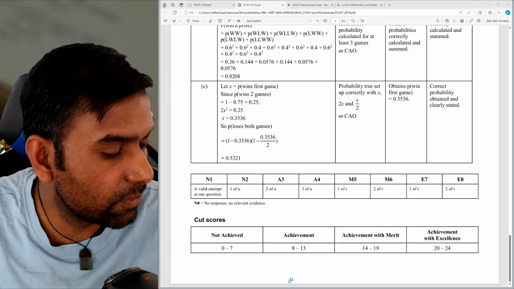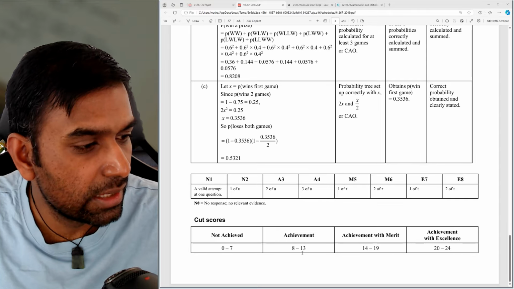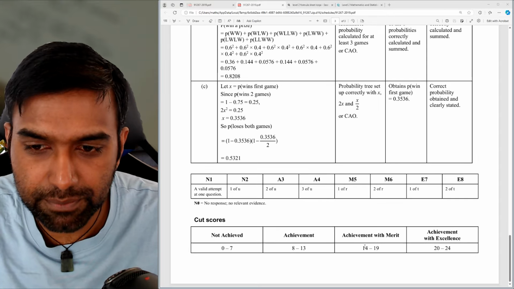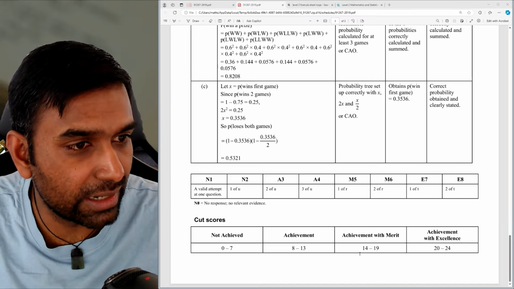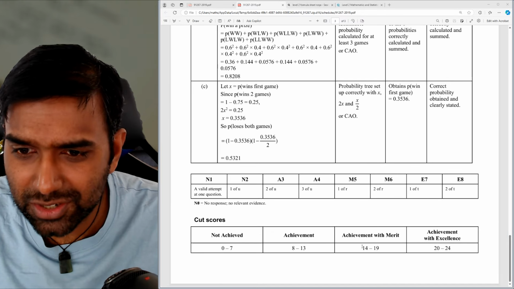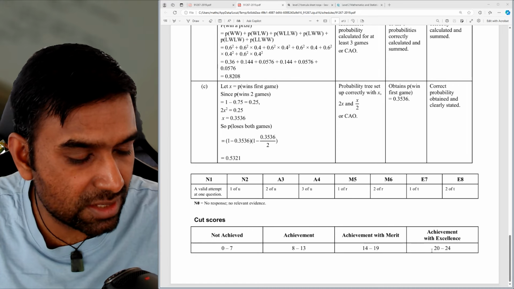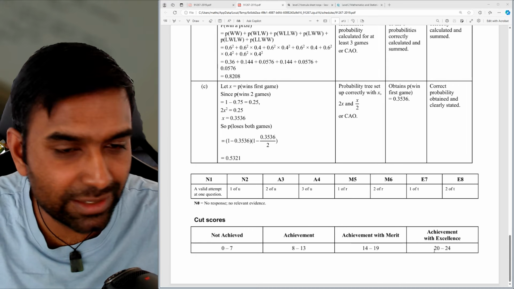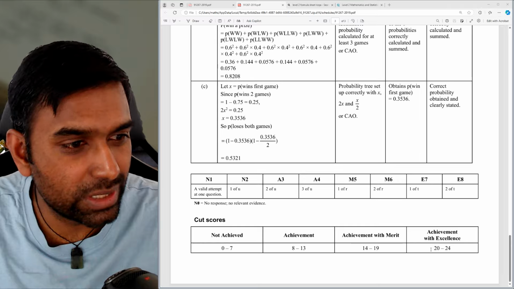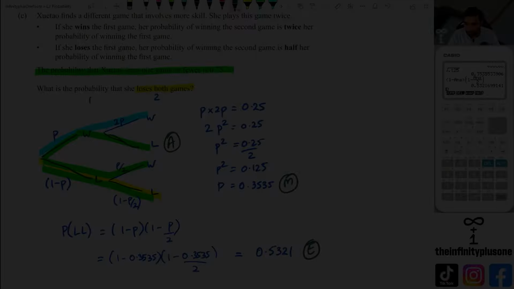Grades wise, what is it? As you can see, cut scores, 8 is for achieved. Merit is actually only 14, so you get a couple of merit questions. It's actually easy to get merit in this paper, to be honest. Excellence, a little bit on the 20 side, so that's not too bad. 20 is what we kind of expect, and so yeah, not bad.